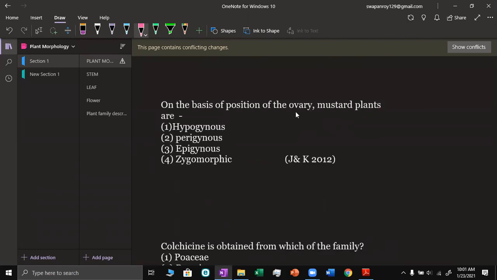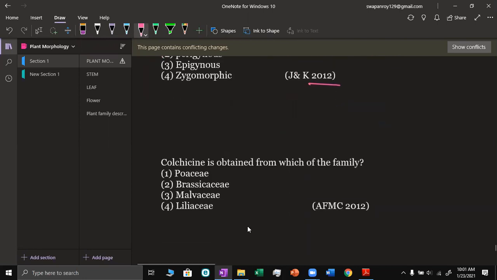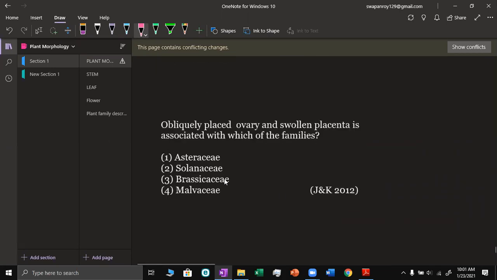On the basis of the position of the ovary, mustard plant is hypogynous, perigynous, epigynous, zygomorphic. Which one? This is Jammu Kashmir 2012. Mustard is hypogynous with superior ovary. Colchicine is obtained from which of the family? That told Liliaceae. Obliquely placed ovary and swollen placenta is associated with which of the family? This is Jammu and Kashmir 2012. Obliquely placed ovary belongs to Solanaceae.